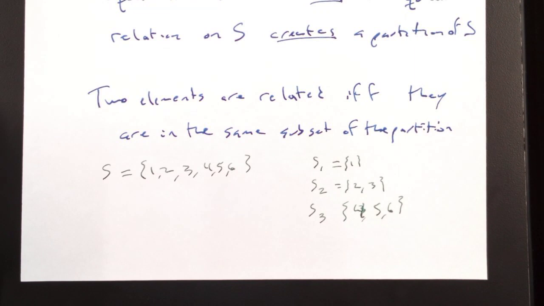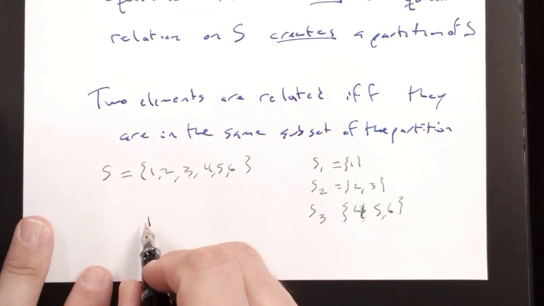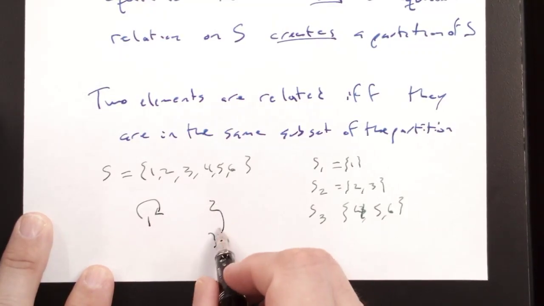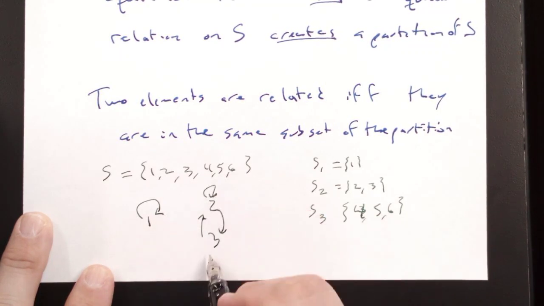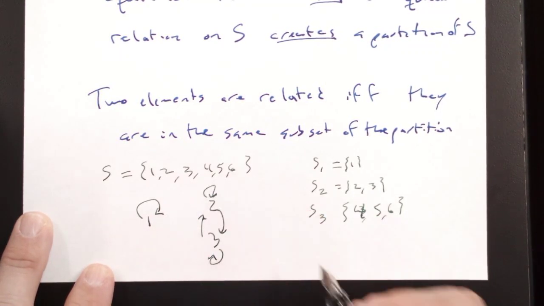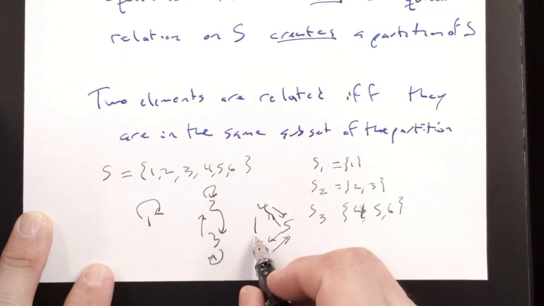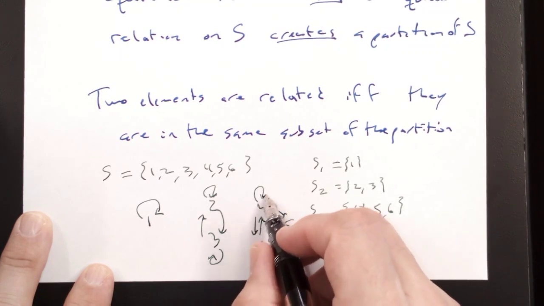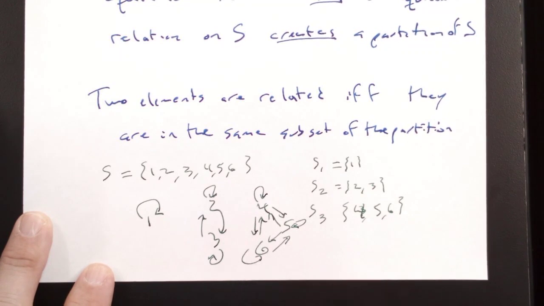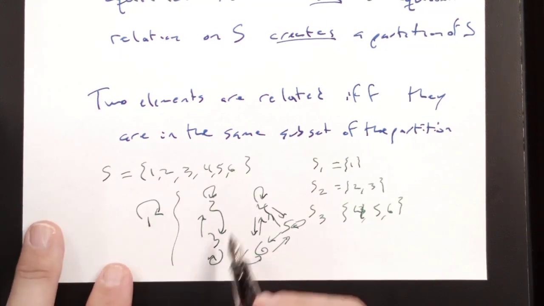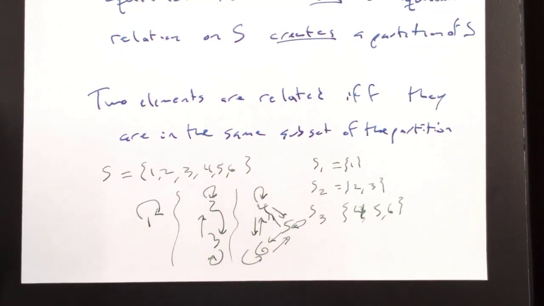What's the digraph look like? It's blocked off into 3 separate pieces. It's partitioned.